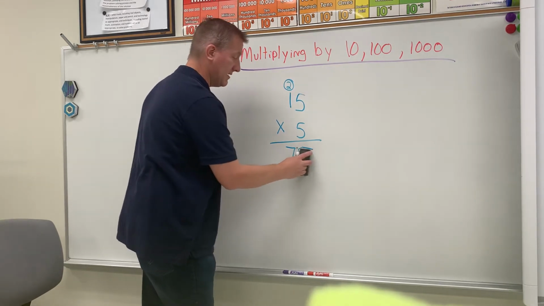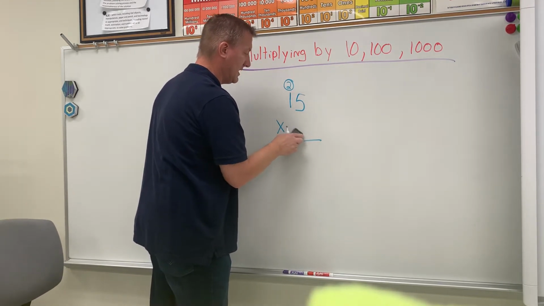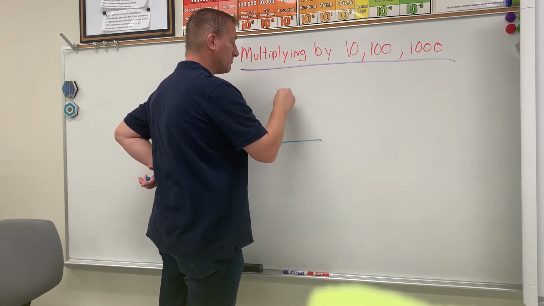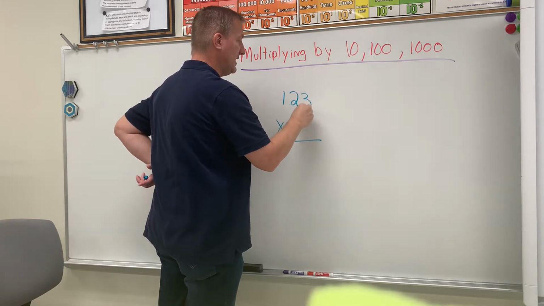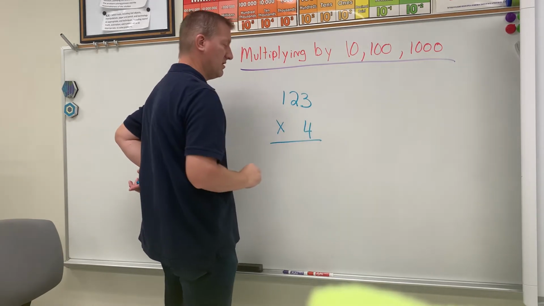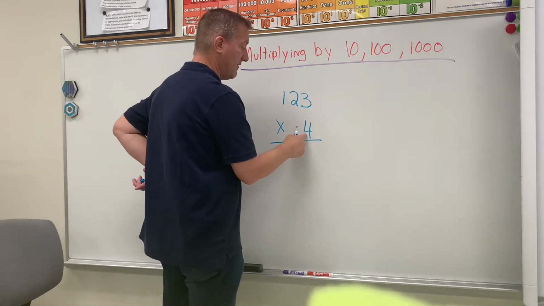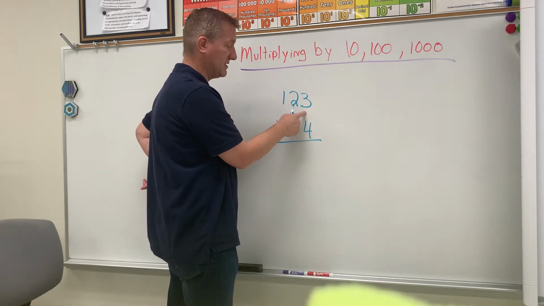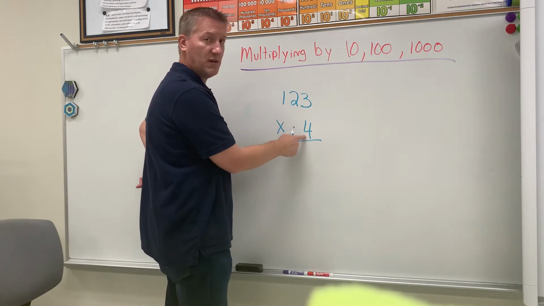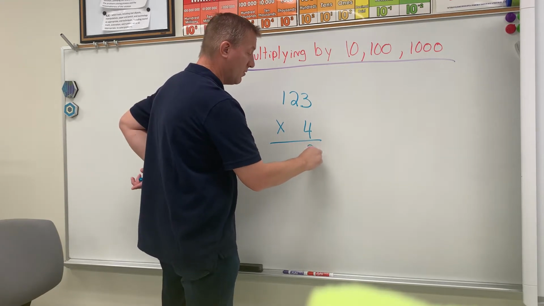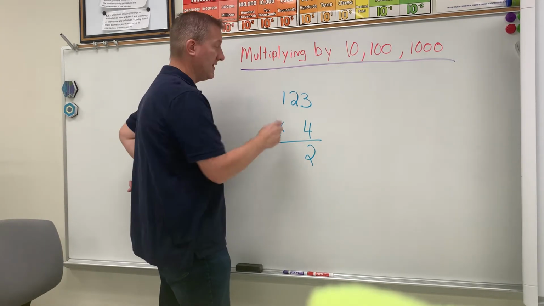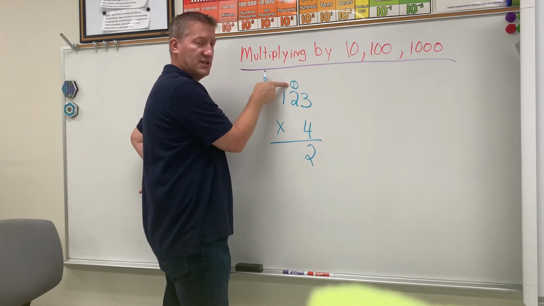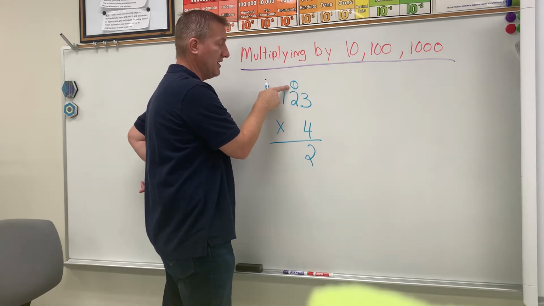Let me show you that again. I'll redo that. Let's do 123 times 4. Okay? All right, first we're going to do the 4 times the ones place. So that's 12, right? So we're going to put the ones column down. The tens column is going to go up here, and I always circle it. I always circle the tens column up here, the number I carry.